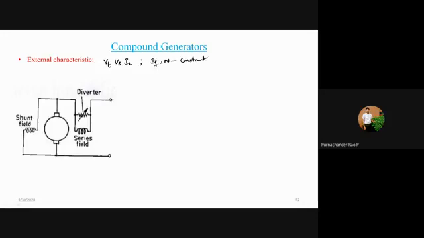Here you have two fluxes. This is the flux produced by the series field winding, which I will consider as phi SE, and the flux produced by the shunt field winding is phi SH. So the characteristics of these two machines will depend on this. The net flux phi T is equal to phi SH plus phi SE. This is the total addition. This type of machine we call a cumulative compound generator.